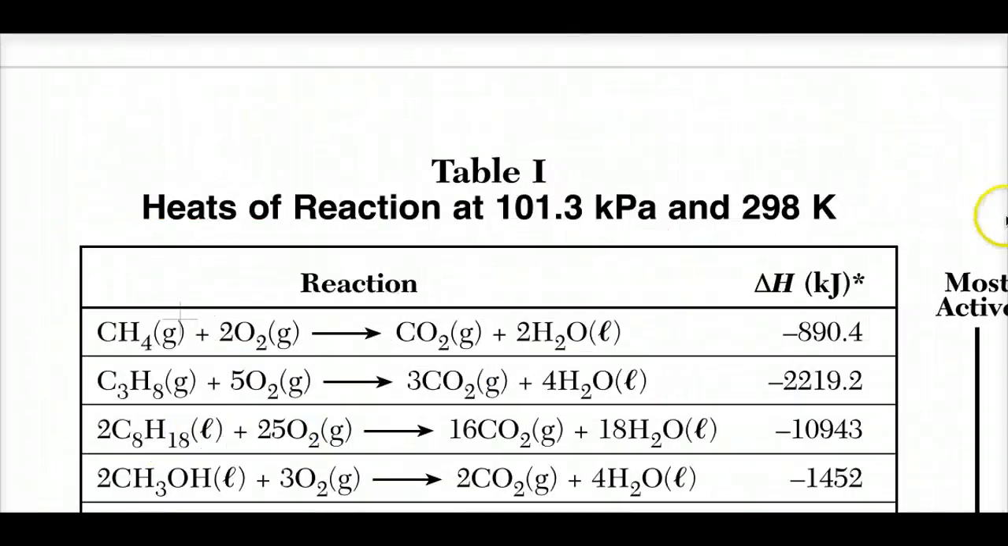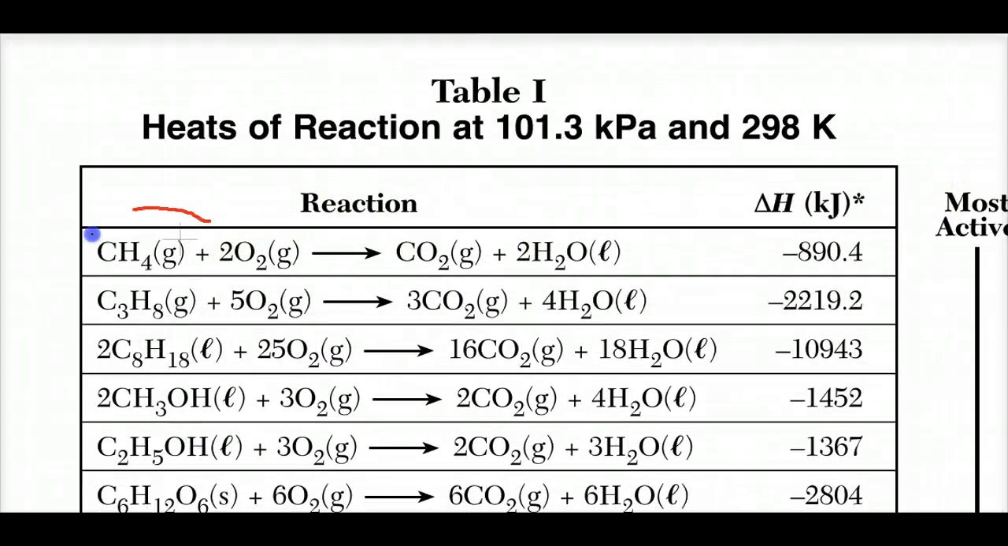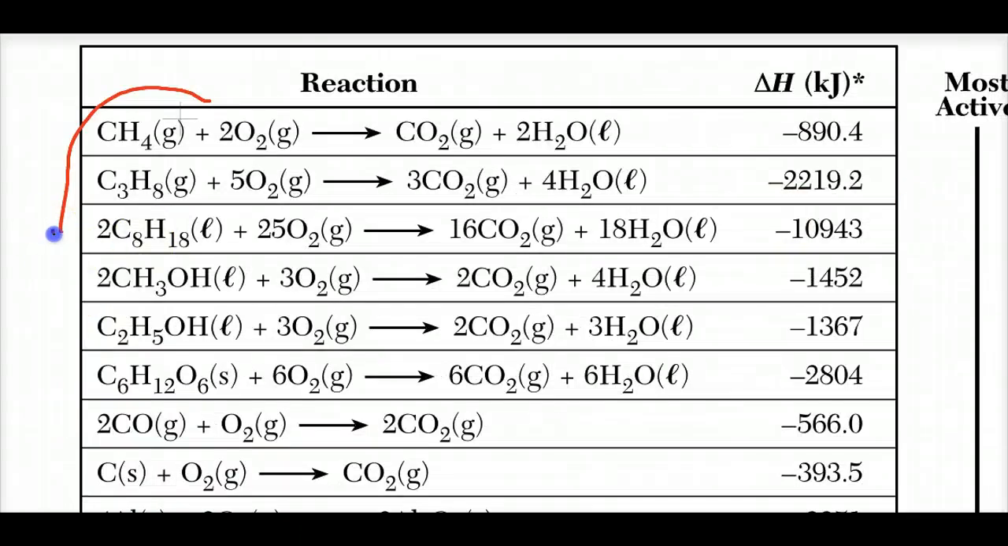Table I gives us a lot of information. First and foremost, it reminds us what combustion reactions are. The top third of Table I are all combustion reactions. Some kind of fuel with oxygen gives us usually CO2 and water, and it's very exothermic. So we're burning something. Delta H is exothermic.